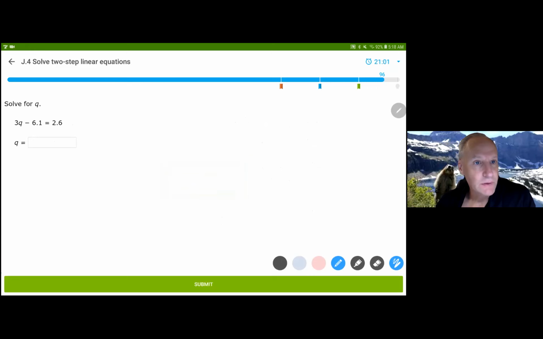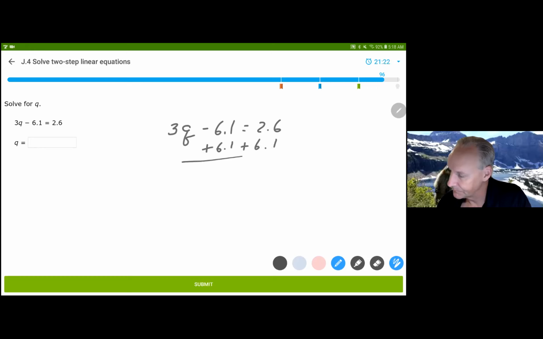We can add the 6.1 and get the 8.7 and then divide by 3. And it looks like it's going to be 9.9, maybe. Let's see. 3q minus 6.1 is equal to 2.6. We're going to add the 6.1. 3q is equal to 8.7. We're going to divide by 3. And 3 goes into 8 2 times, and 3 goes into 27 9 times, 2.9.